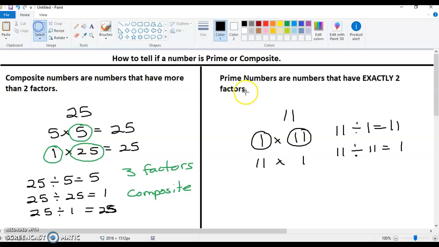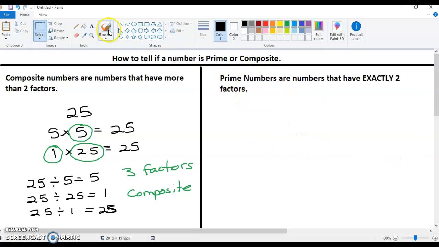Let's take a look at one more. Let's take one that's a little bit larger, but still prime. Then I'll show you a chart where you can find all the prime numbers. How about the number 29? I can multiply 1 times 29 or 29 times 1. So if you think about it, 29 is an odd number, right?